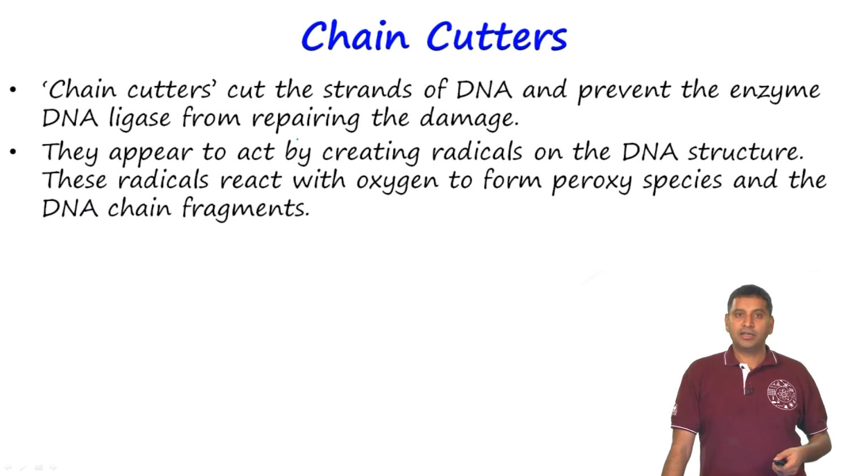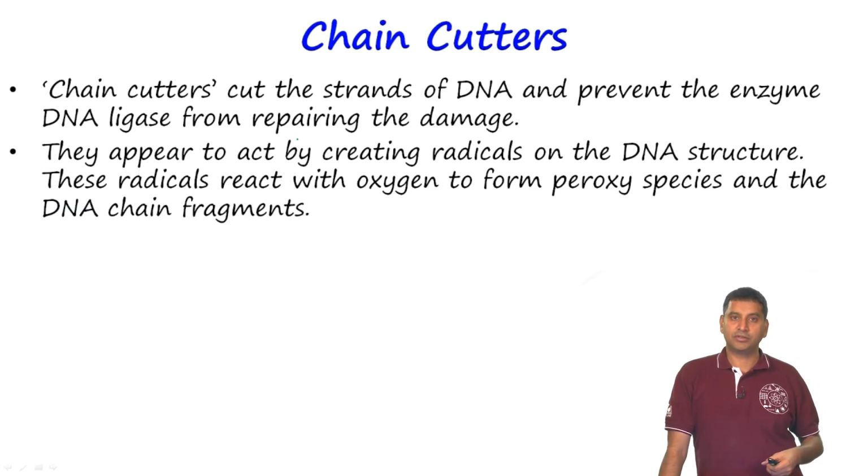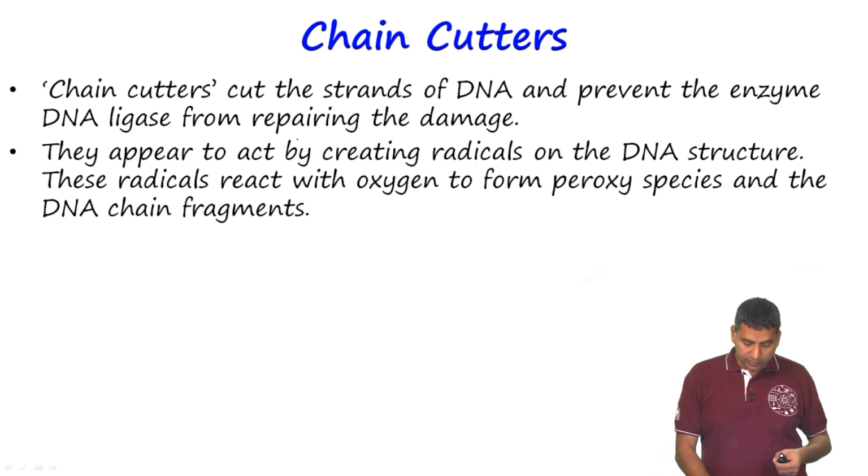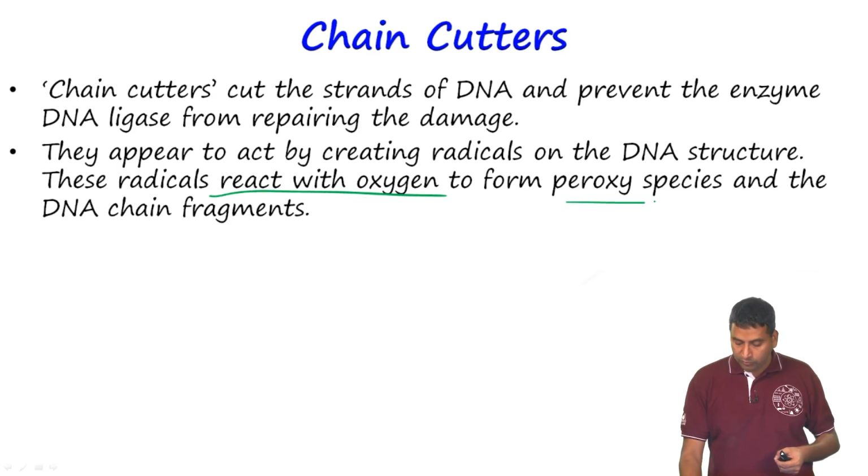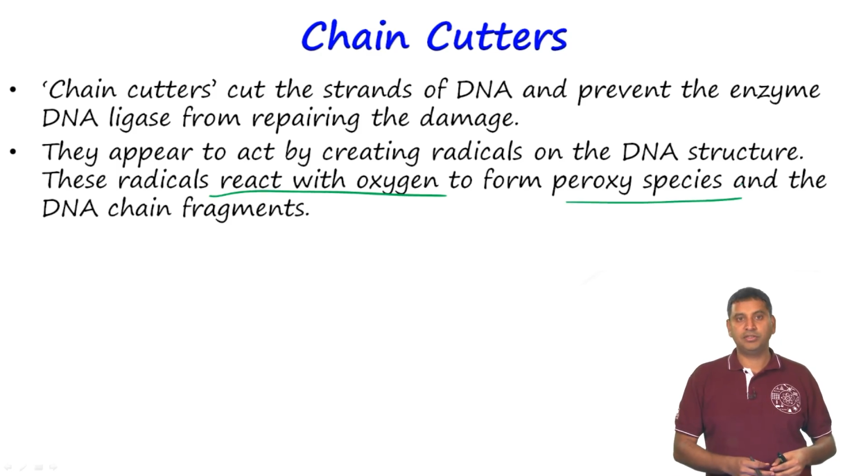Now, let us look at the next example, which is chain cutters. Chain cutters, as the name suggests, cut the strands of DNA and prevent the enzyme DNA ligase from repairing the damage. They appear to act by creating radicals on the DNA structure, and these radicals react with oxygen to form superoxide and peroxy species, which then fragment the DNA.